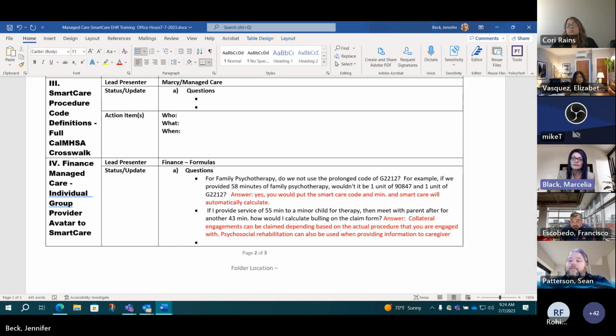So does that make sense? So there's that range, it'll calculate as 50 minutes, but in your example, Rohina, you have 58 minutes, and so it will add that additional G2212 because you're past that range of the 70, the high end is 74. Did that answer your question, Rohina?